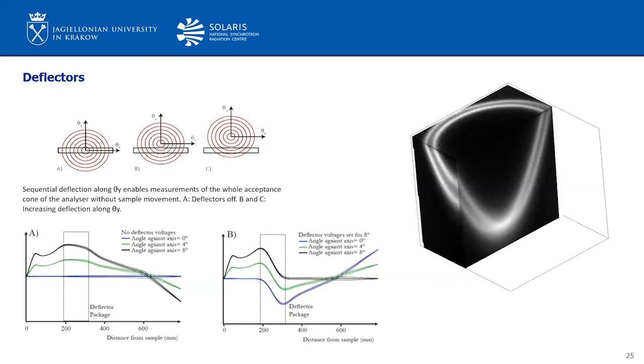Next, we have the deflectors in our spectrometer. We have the deflector modes. It means that when we change the position of the deflectors, we can select the acceptable angle of photoelectrons for different angles.